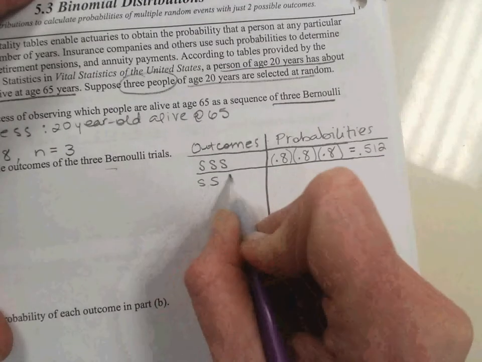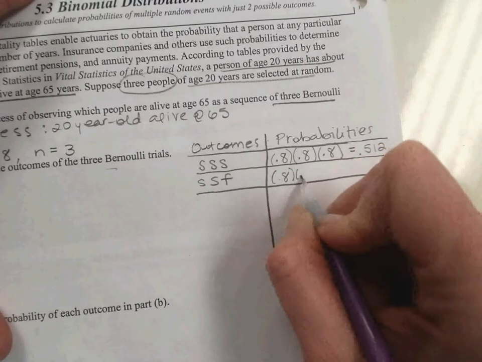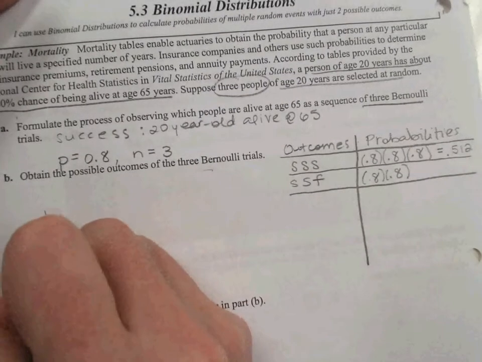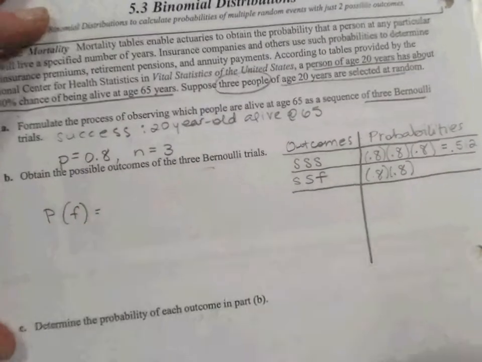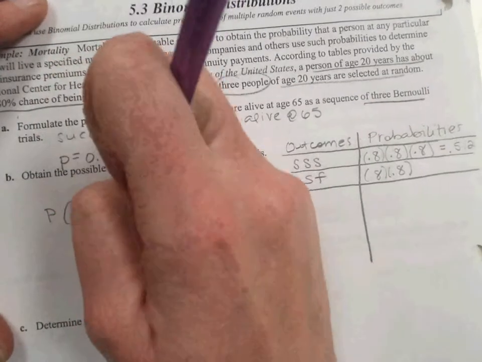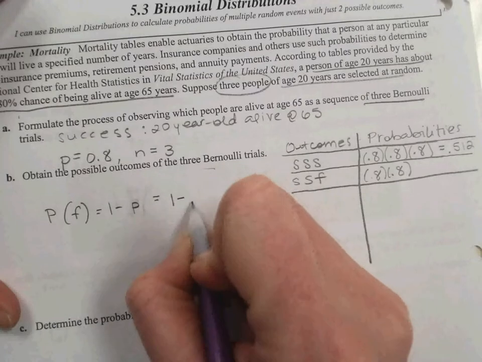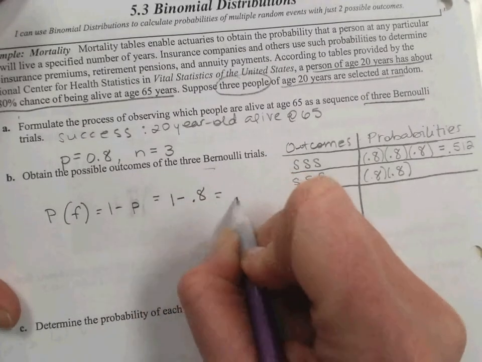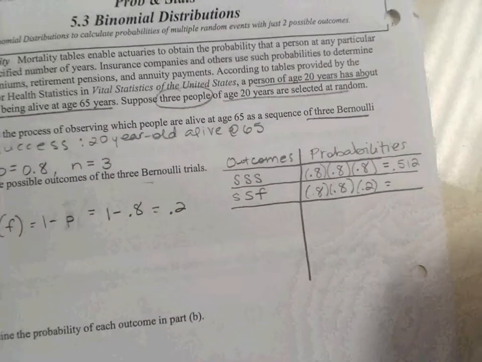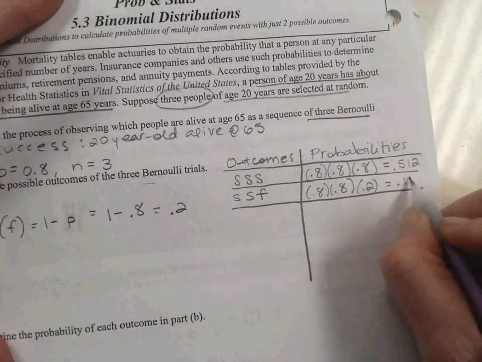Then we have success, success, fail. We mentioned it, but it's worth noting, the probability of a fail is 1 minus the probability of a success, or 1 minus p, our lowercase p, which in this case is 1 minus 0.8, or 0.2. What did you get for that one? 0.128.